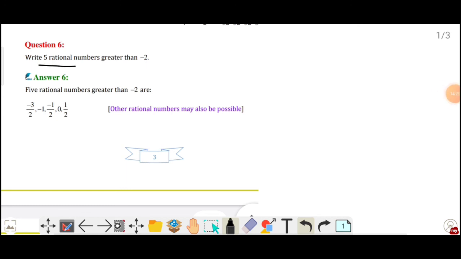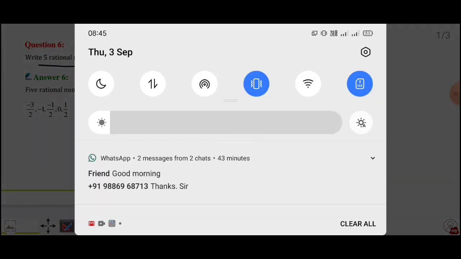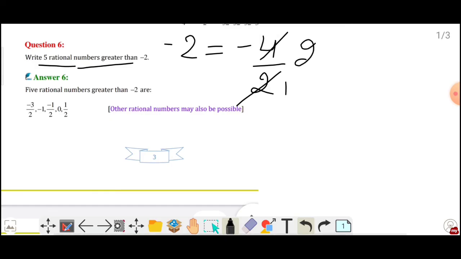Question number 6.1. Write 5 rational numbers greater than -2. You need to write only rational numbers which are greater than -2. -2 can be written in the form of a rational number, that is -4 upon 2. Right or wrong? 2 1s are 2, 2 2s are 4. It means -2 can be written as -4 by 2.